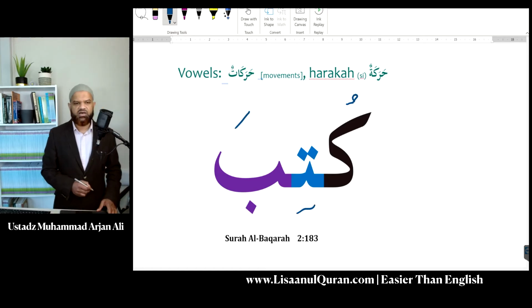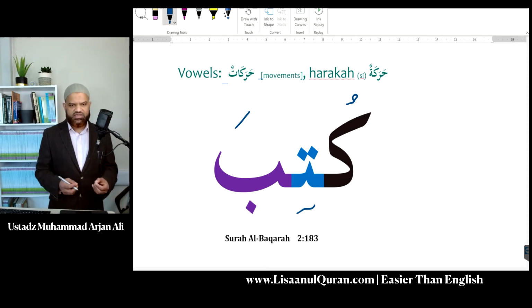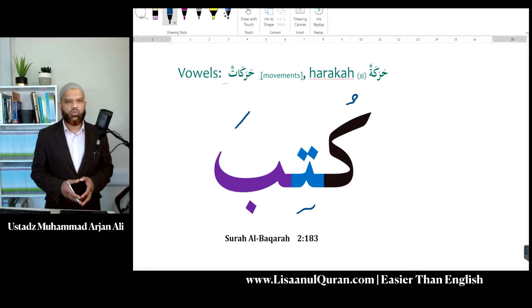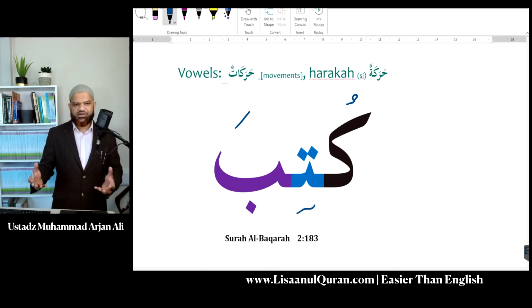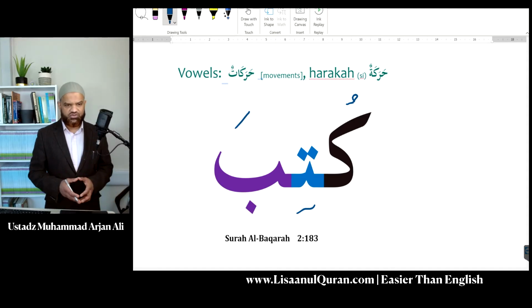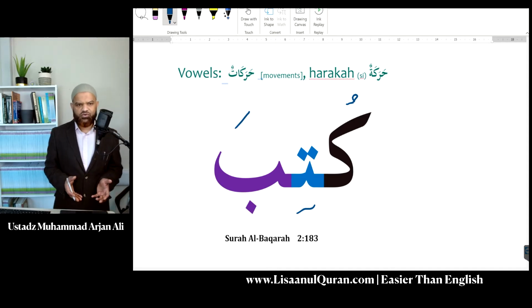ku-ti-ba. Kutiba, written down or prescribed. That's what the word means. Now that I've added these vowel symbols, I can now read this word, kutiba. And this is the reason why we non-Arabic speakers cannot read Arabic text, because it's not voweled. Until and unless you know the rules for applying the vowels, know the morphology, know the sentence structure, you'll not be able to read Arabic text without vowels.